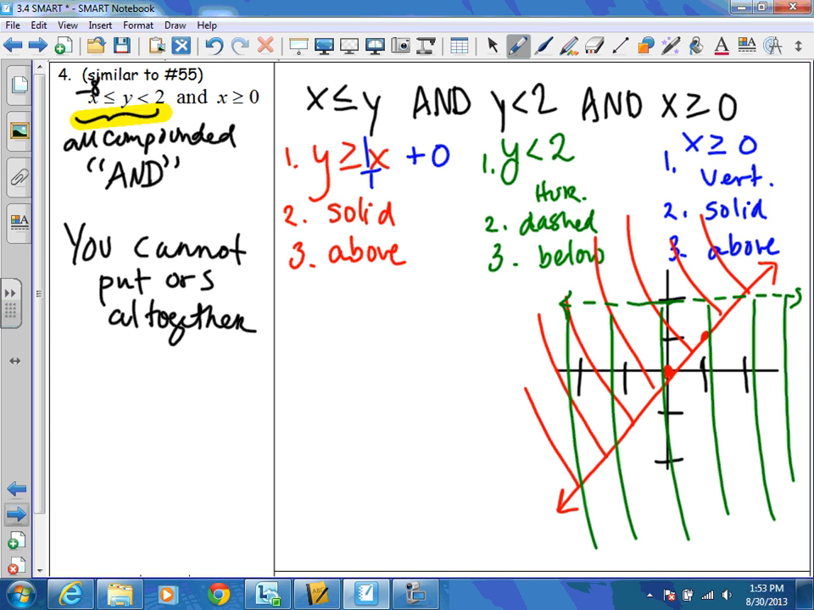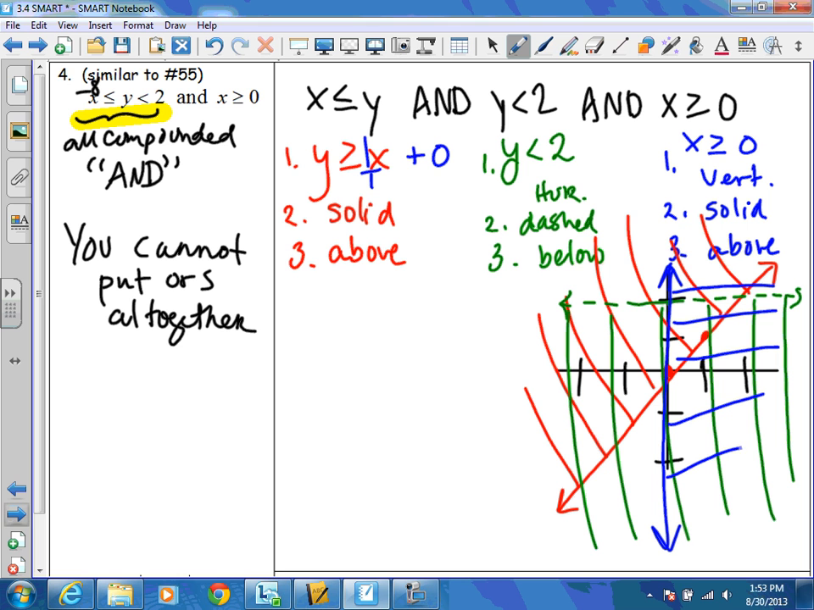How are we supposed to draw the last one? Okay, so let's see. X equals 0 is just what? It's straight up and down. It's just the what axis? The y-axis, and we said this one was solid. And we're going to shade above. Why do we have a left and a right? Which way do you think is above? Which ones are bigger? To the right.